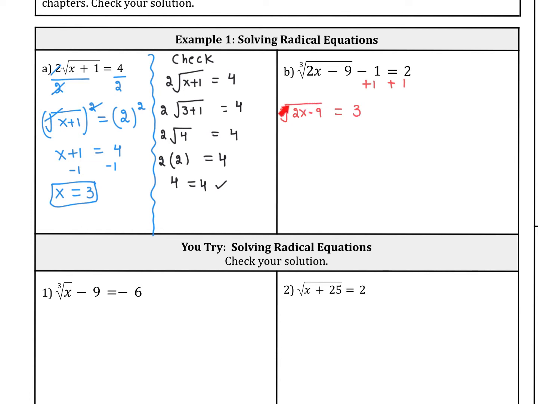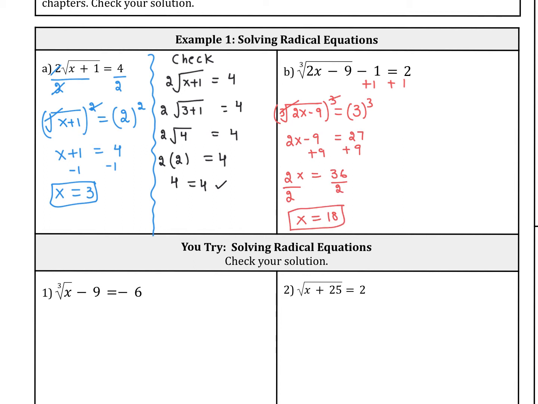Now to get rid of the cube root, we need to cube both sides. So we are going to take the cube on both sides. So the 3 and the one-third cancel. You get 2x minus 9 equals 27. You're going to add 9 on both sides. You get 2x equals 36. You divide by 2 on both sides. You get x equals 18. So x equals 18 is your answer.